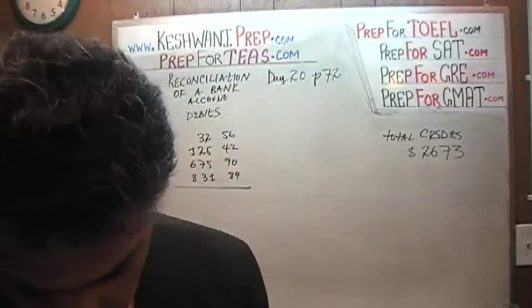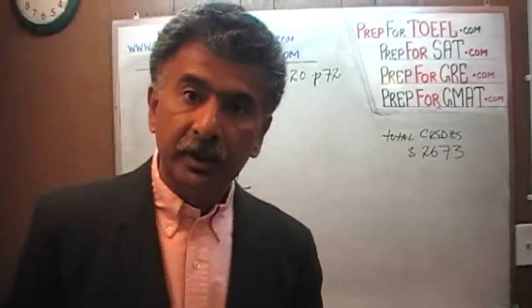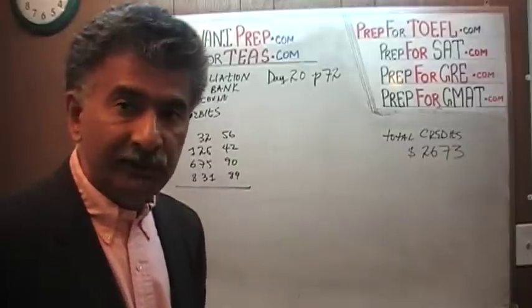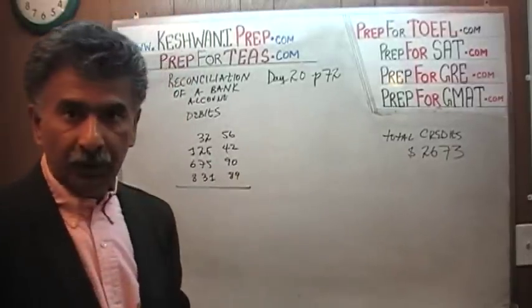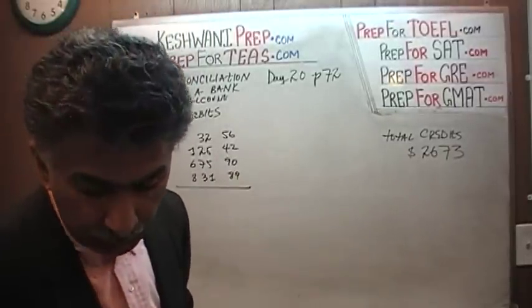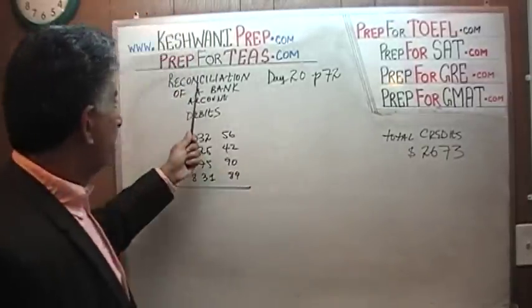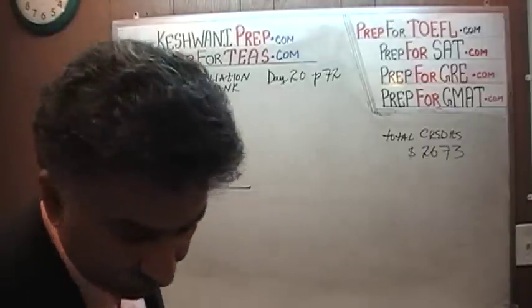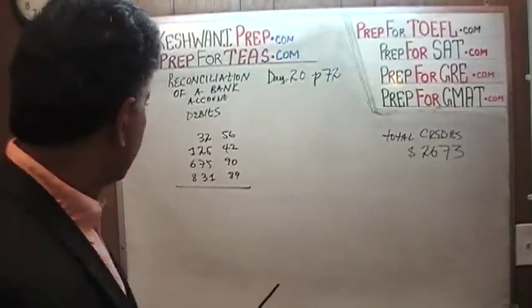The problem that we are about to solve is the one that you will find on page number 72. Please turn to it. Page number 72, and today is our lesson number 20. Today we're going to talk about the concept that you see there on this page, which is called reconciliation of a checking account ledger.